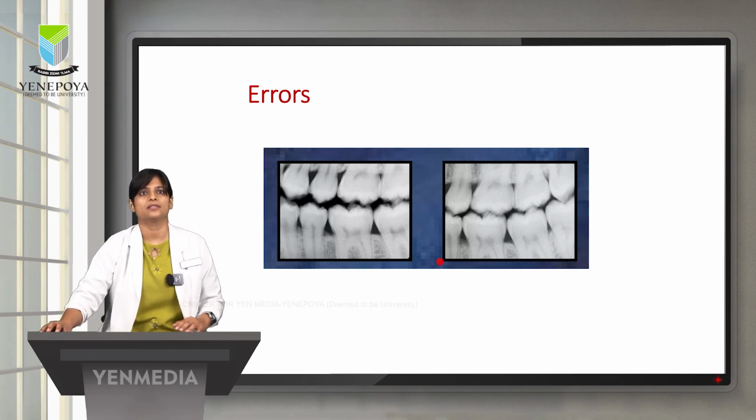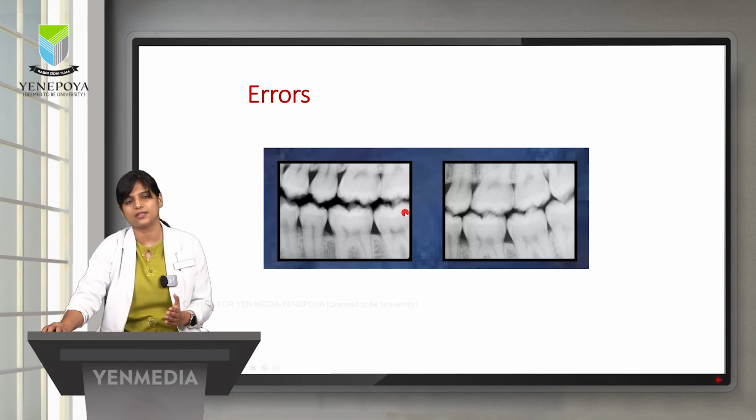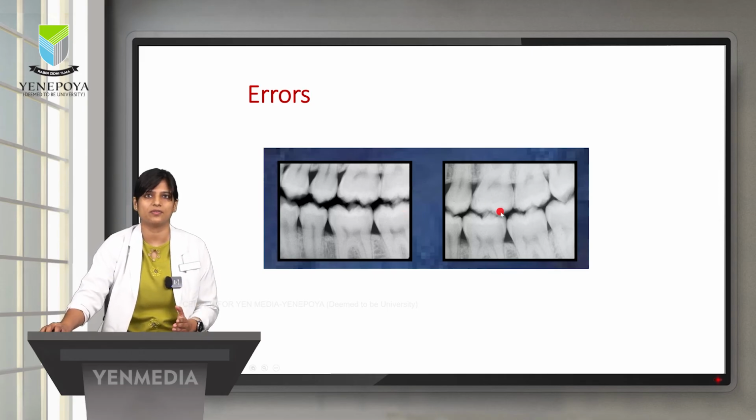Why is that? See, even if it is a premolar, clearly the premolar is cut over here. So it is not the ideal premolar. Even if it is a molar, you can clearly see it is cut. So it is not either of them. Even in this case, you can clearly see both are not appreciated.